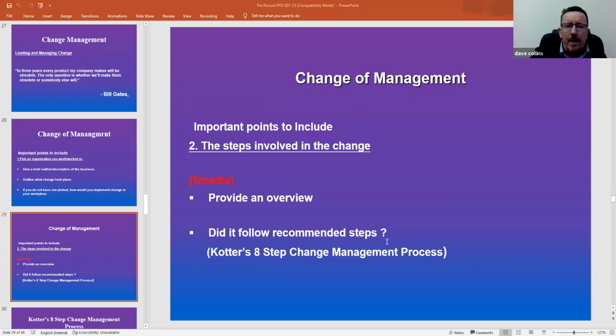Two, the steps involved in the change. So again, provide an overview. Did it follow the recommended steps? Again, you have, like I said, Porter's 8-step change management process. Go back and have a look at it, use it.